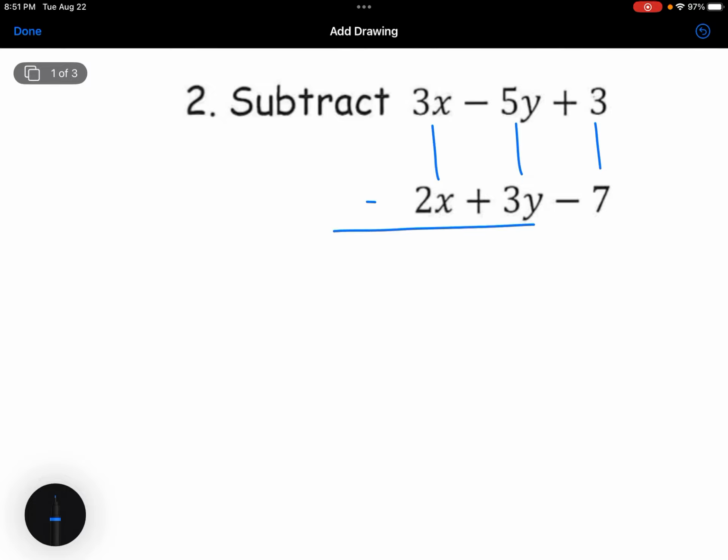So here we're subtracting this. 3 minus 2 would give me x. Negative 5 minus 3 more is going to give me negative 8. And then 3 minus negative 7, that's a double negative, is going to be 3 plus 7. We're going to get 10. Okay, and that's actually the very basics of elimination. That's exactly what we're going to do.